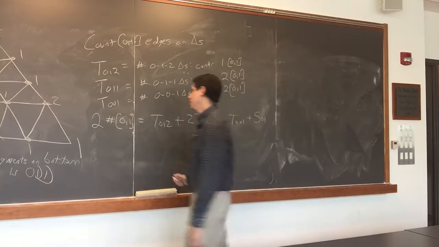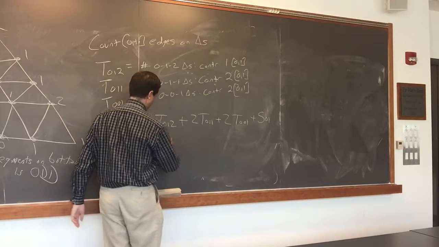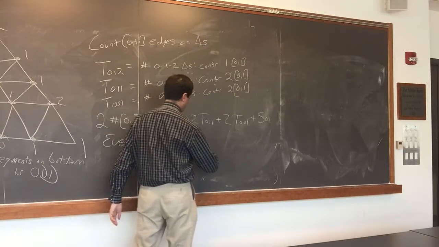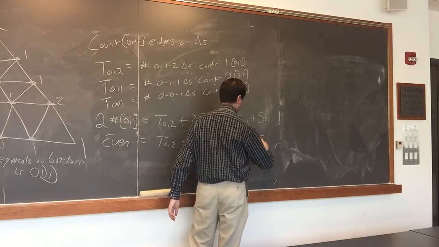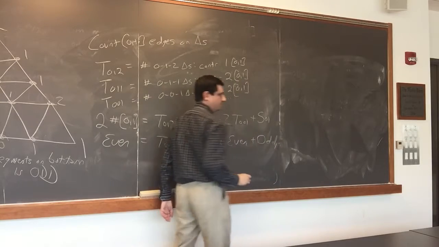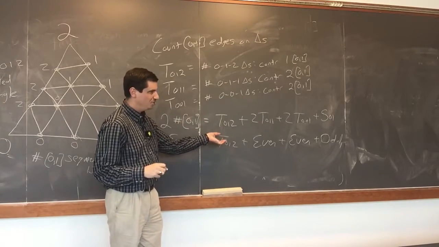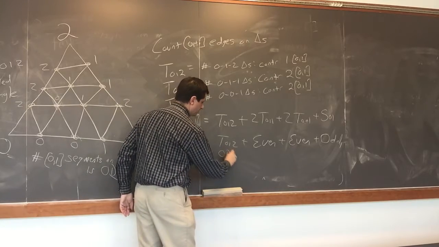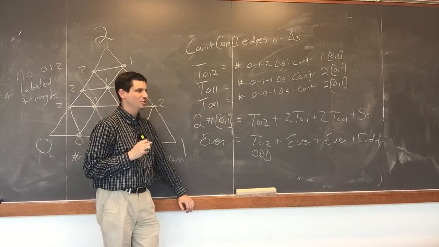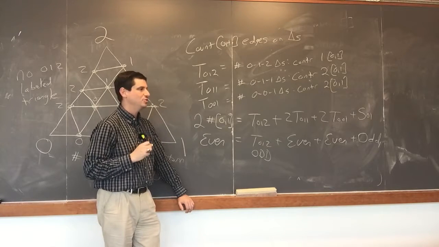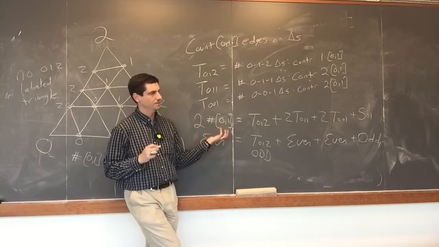So if we look at things mod 2, we have even equals the number of 0, 1, 2 triangles plus even plus odd. This is not a hard equation to solve. The only solution is that this must be an odd number, and therefore there must be a 0, 1, 2 triangle. The number of 0, 1, 2 triangles is odd, so there could be multiple ones, but there's at least one.